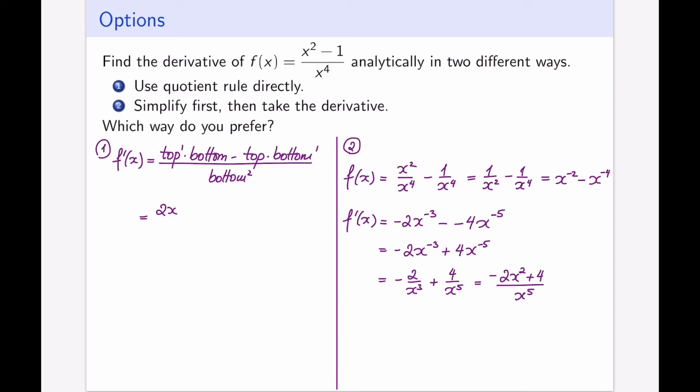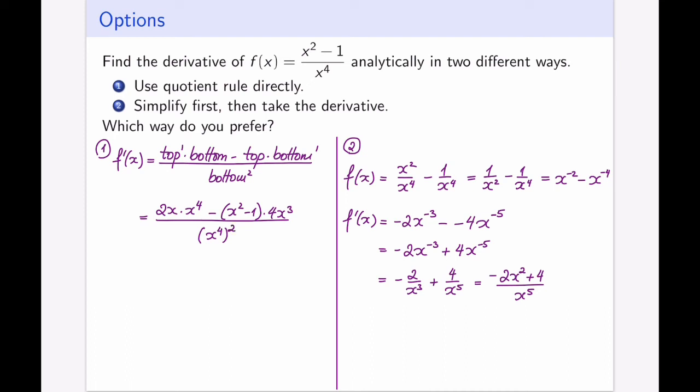The derivative of minus 1 is 0. I need to multiply now by the bottom, which is just x to the fourth. So I don't really need the bracket here. Minus, I keep the top, so x squared minus 1 times the derivative of the bottom. So the derivative of x to the fourth is 4x cubed. And now I get to divide all of this by the bottom squared, x to the 4th all squared.